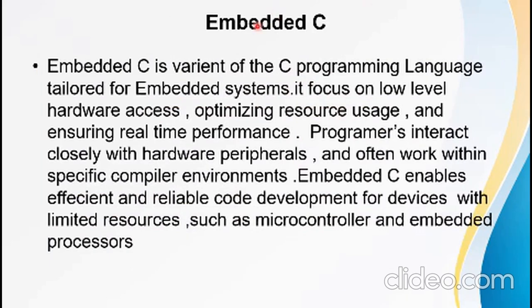Let's move to embedded C. Embedded C is a variant of the C programming language tailored for embedded systems. It focuses on low-level hardware access, optimizing resource usage, and ensuring real-time performance. Programmers interact closely with hardware peripherals and often work within specific compiler environments. Embedded C enables efficient and reliable code development for devices with limited resources, such as microcontrollers and embedded processors.